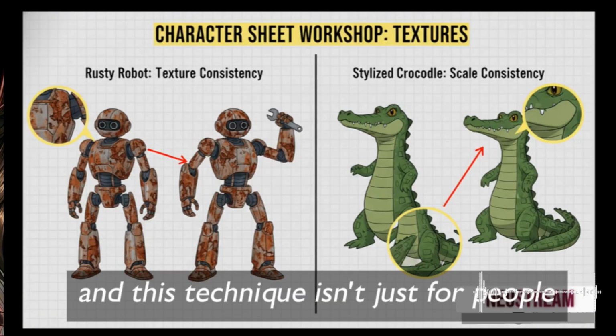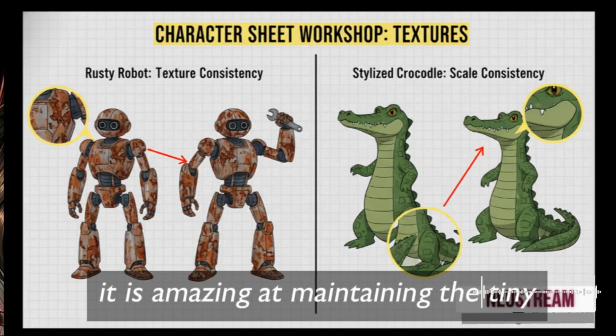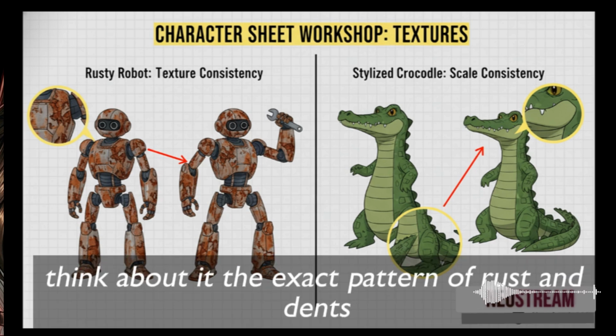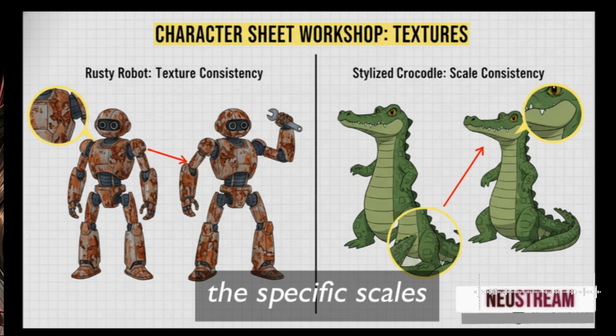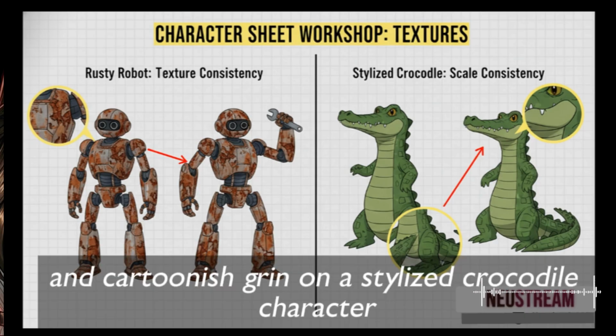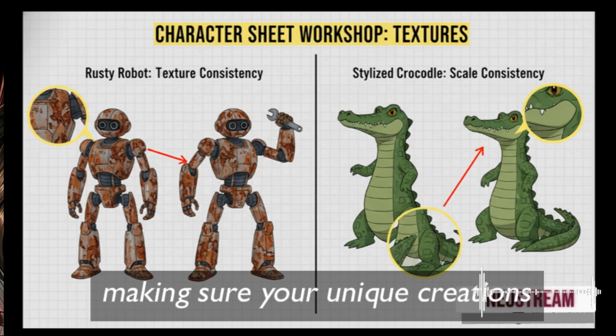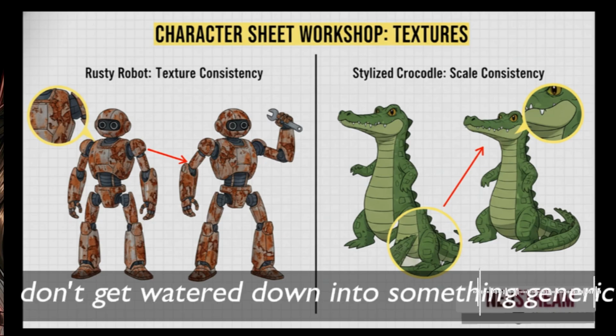And this technique isn't just for people. It is amazing at maintaining the tiny little details that make a design special. Think about it. The exact pattern of rust and dents on your sci-fi robot, or the specific scales and cartoonish grin on a stylized crocodile character. The character sheet memorizes that visual DNA, making sure your unique creations don't get watered down into something generic.